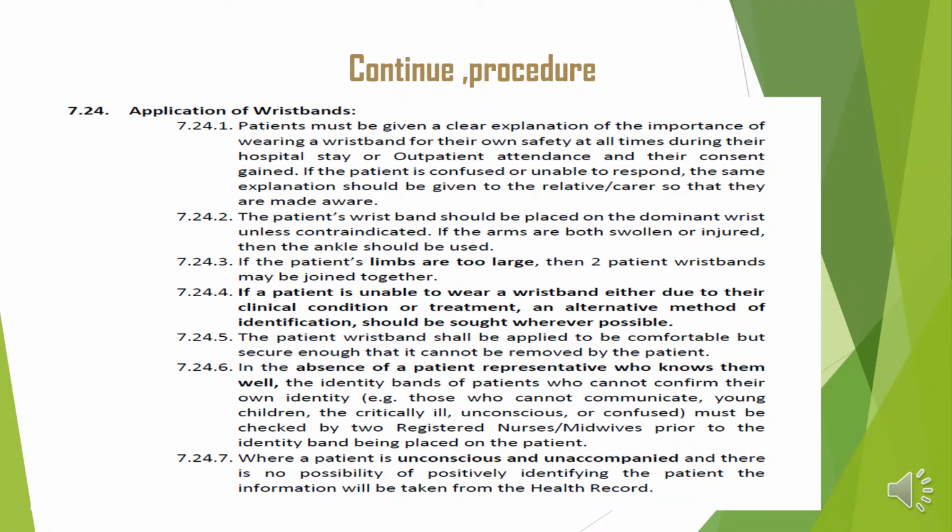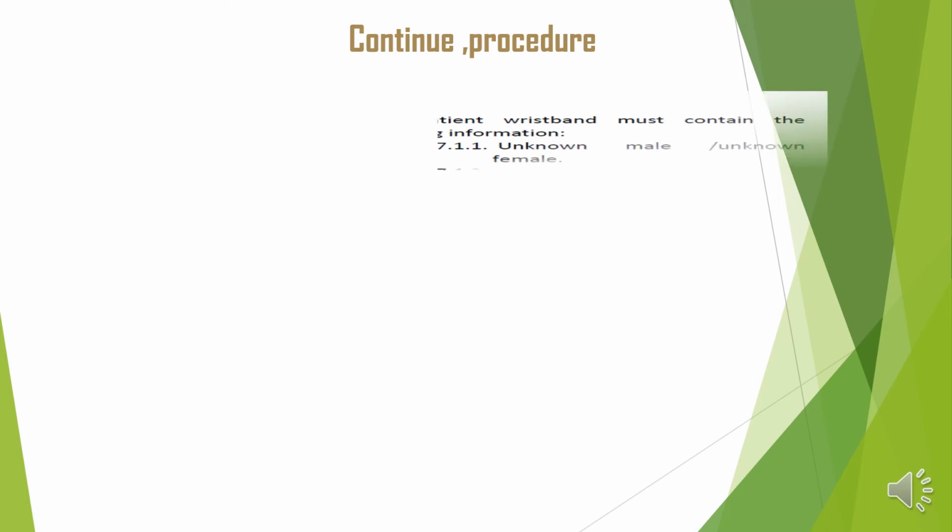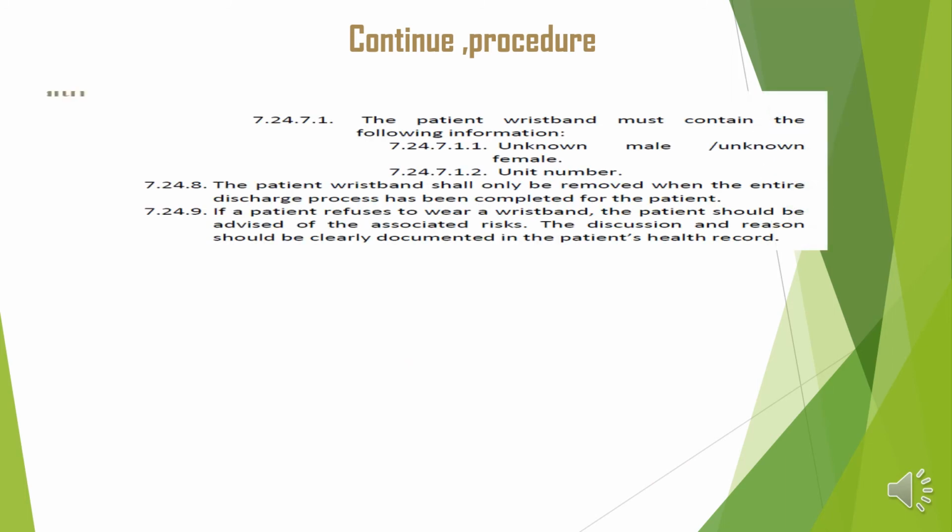As we said, if the patient has no family, we are the family. Where a patient is unconscious and unaccompanied by anyone, and there is no possibility of positively identifying the patient, the information will be taken from the health record, and we can call the patient if we don't have a medical record for him. We can use the medical record itself.